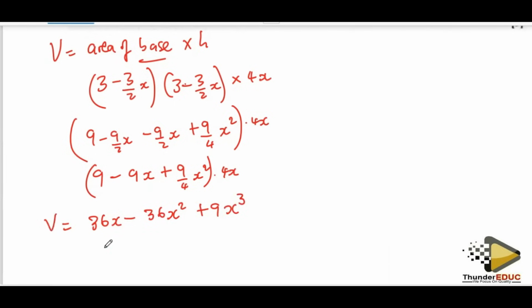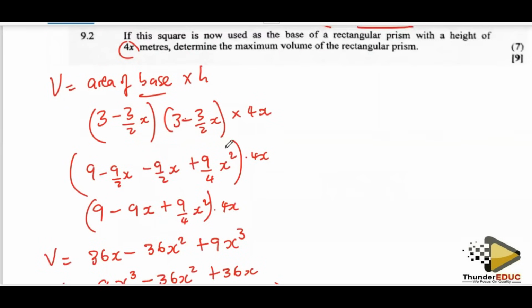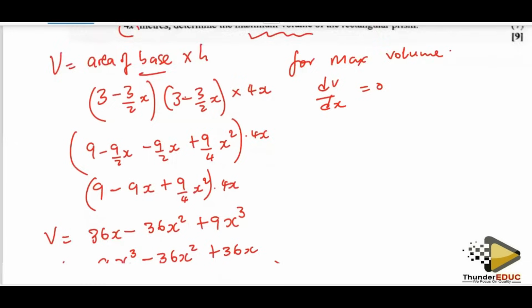So that's the volume, which I can rewrite as this plus 36x. Okay, this is the volume formula. Then the question is asking for the maximum volume. So for maximum volume, we need to differentiate. We must find dV/dx and set it equal to 0.